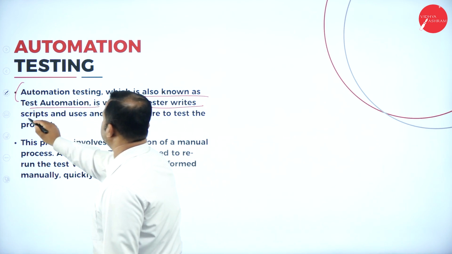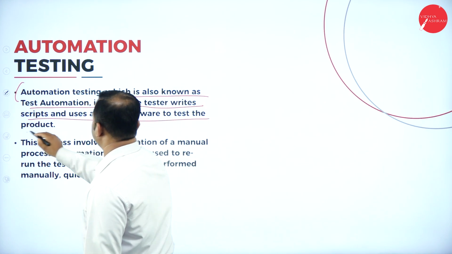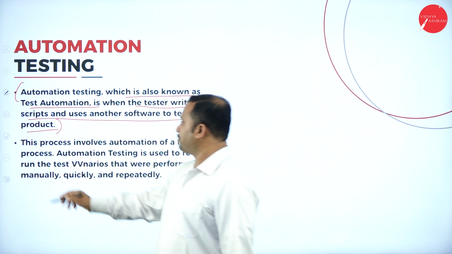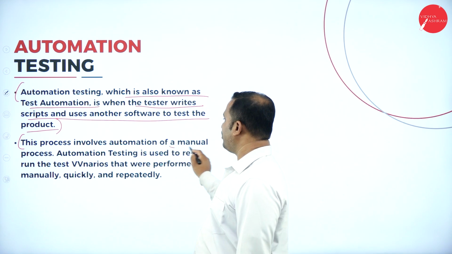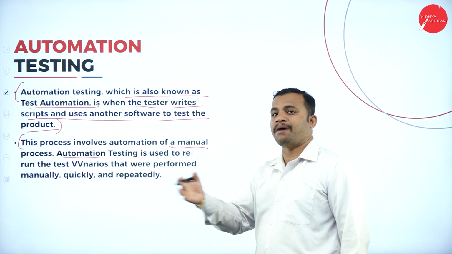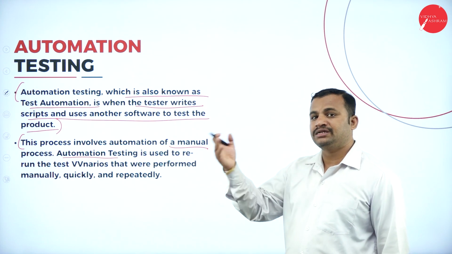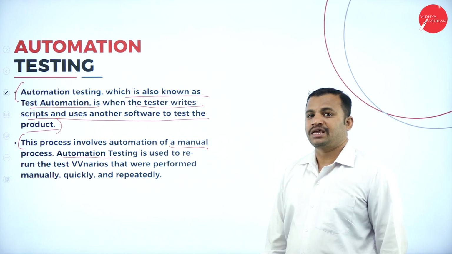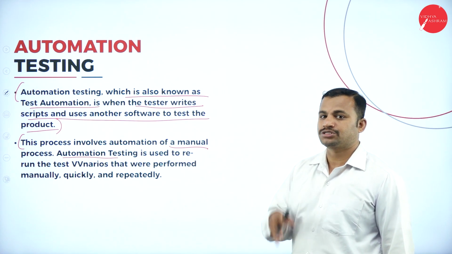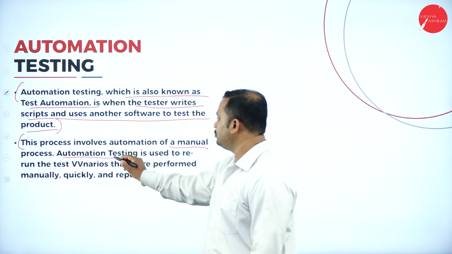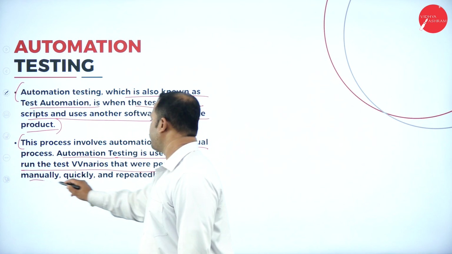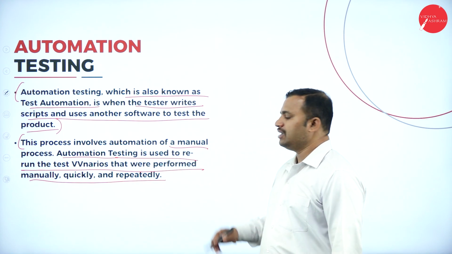When the tester writes a script and uses another software to test the product, that is called automation testing. The process involves automation of a manual process. That means whatever testing is carried out by the manual tester or testing team, the same operations are done by software tools. That helps you rerun the tests that we have performed manually, quickly and repeatedly.